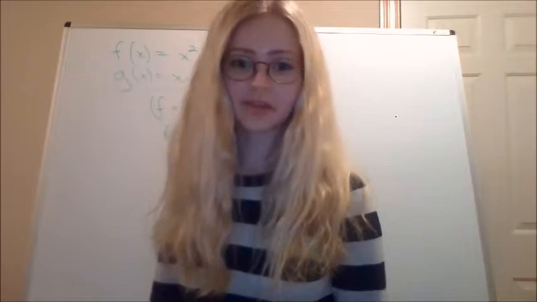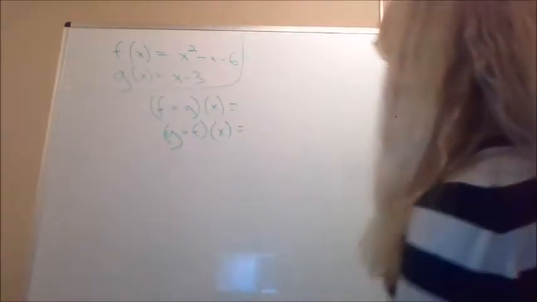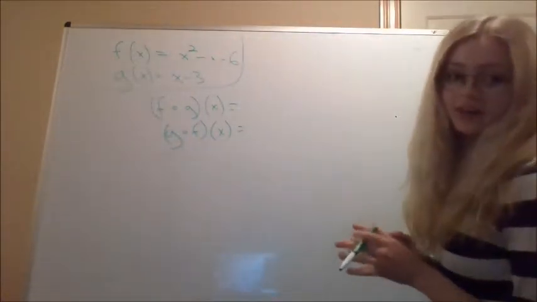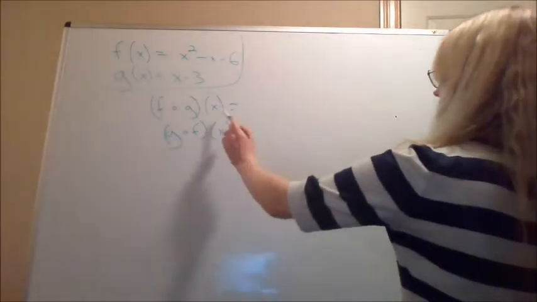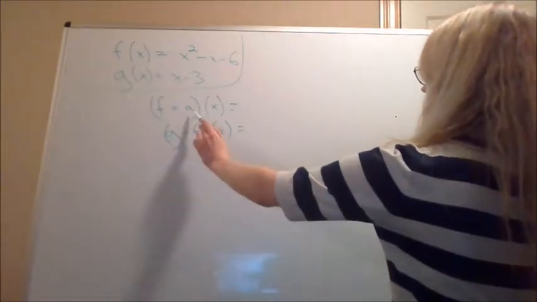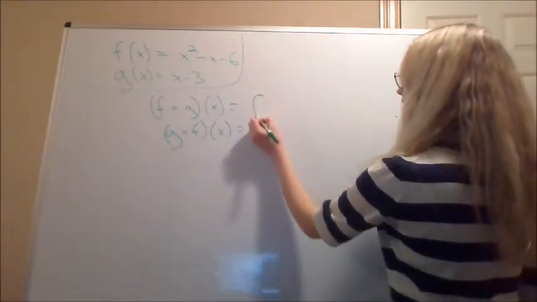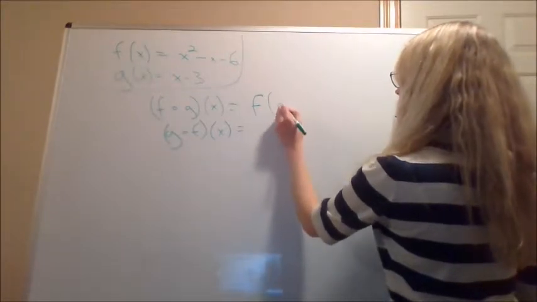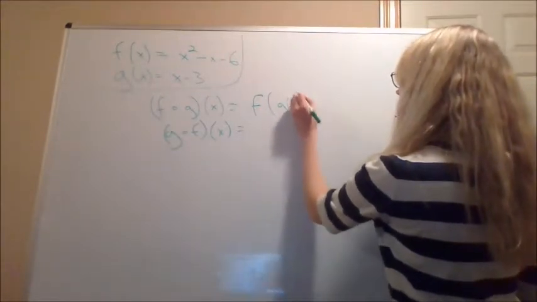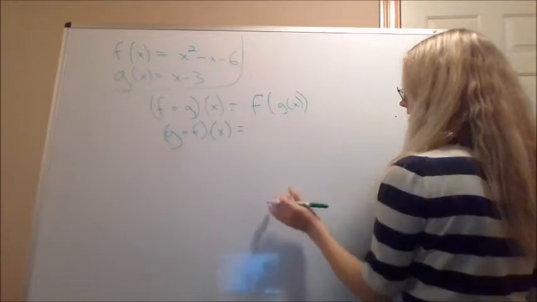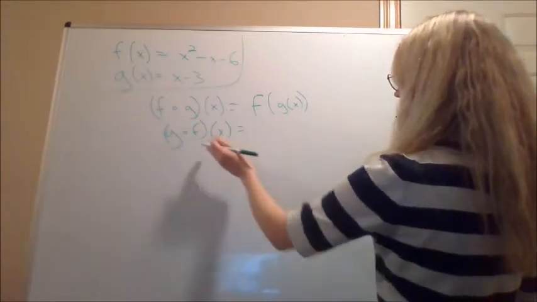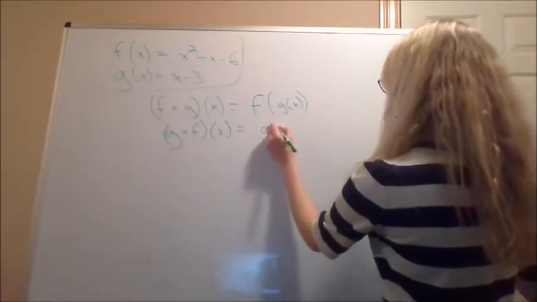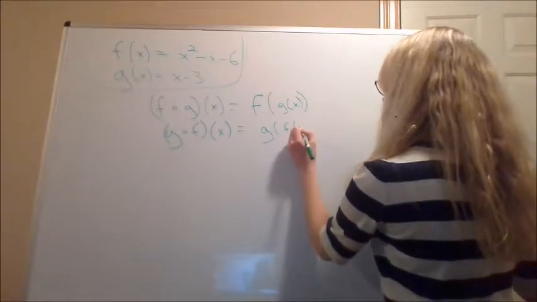We also have something called composite functions, where we take one function and put it inside of another. So what I mean by that is when I write f of g of x, I'm really taking f of g of x written like this. And likewise, g of f of x would be g of f of x.